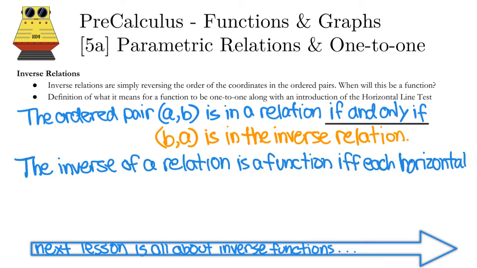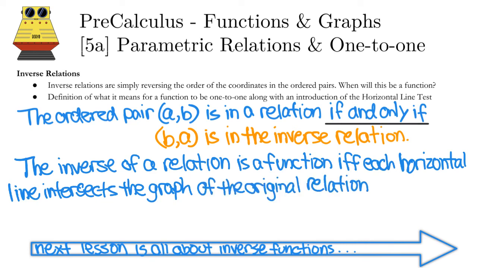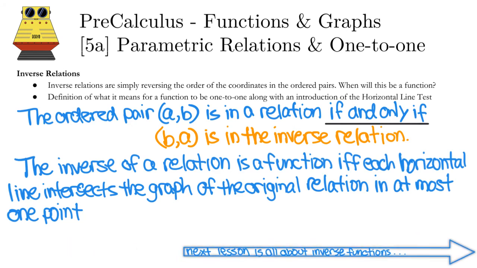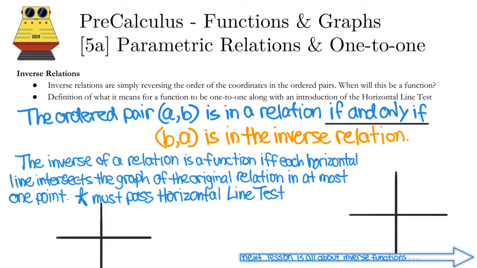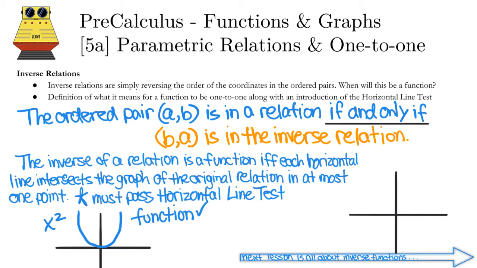Here's the last thing. The inverse of a relation is a function if and only if each horizontal line intersects the graph of the original relation in at most one point. In short, if the relation passes the horizontal line test, then its inverse is a function. For example, the function x² is a function, but if we find the inverse of that function, it's not a function because x² does not pass the horizontal line test.